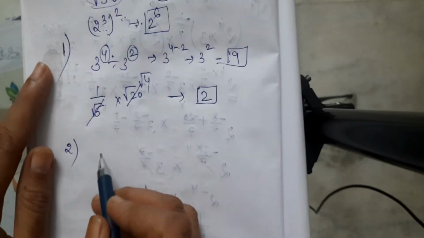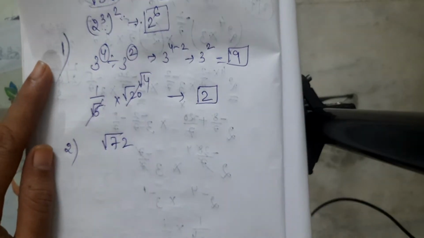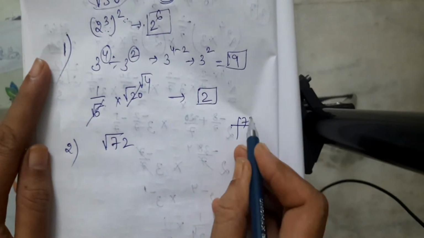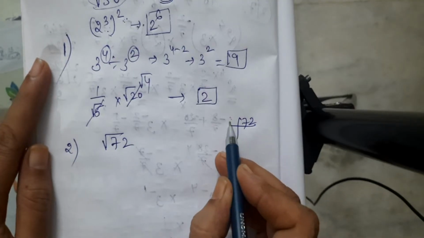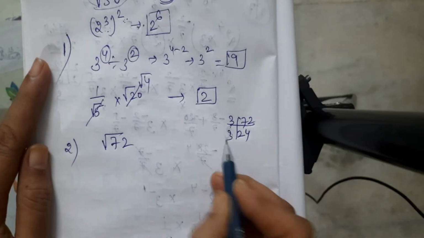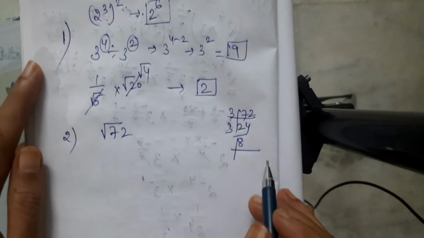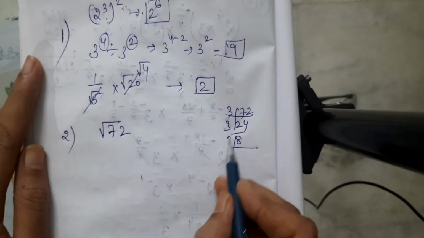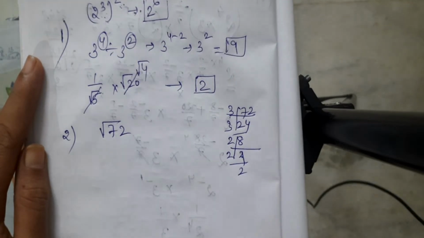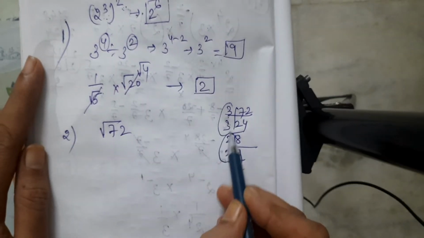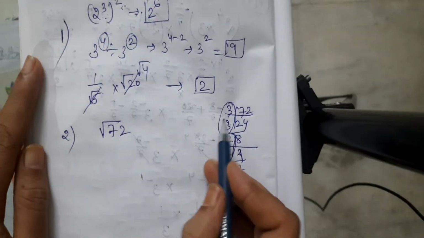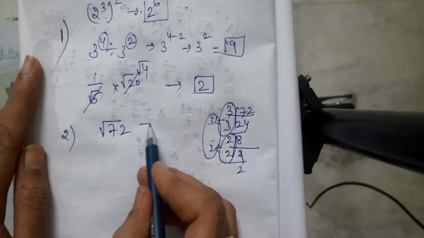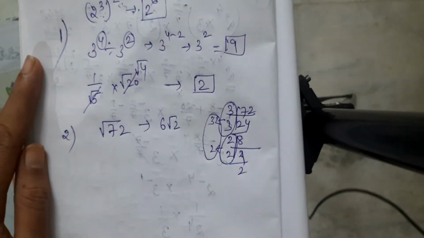Now second question, root 72. So how are we going to split for such kind of questions? 72. Find out the factors. So here 72, 2 4s are 8, 2 2s are. Now these two numbers are twice, these two numbers are twice. So we'll remove them out. So it will come out in the form of 3. This will come in the form of 2. 3 2s are 6. So this we can write like 6 root 2.